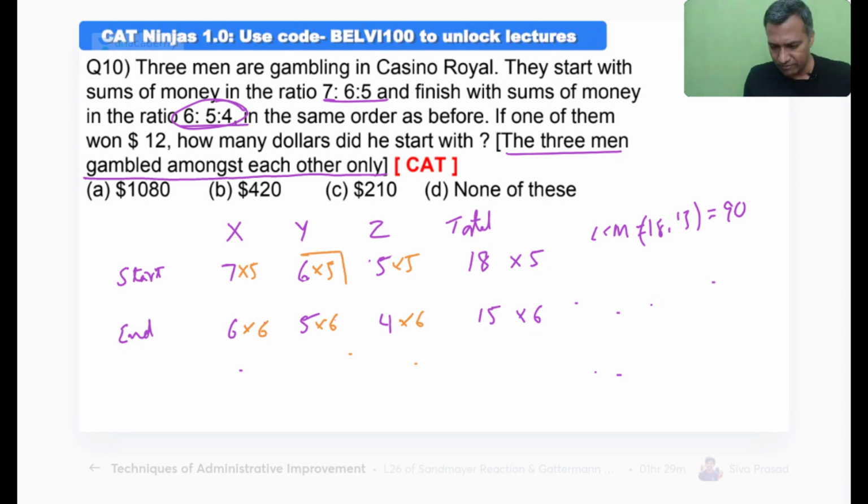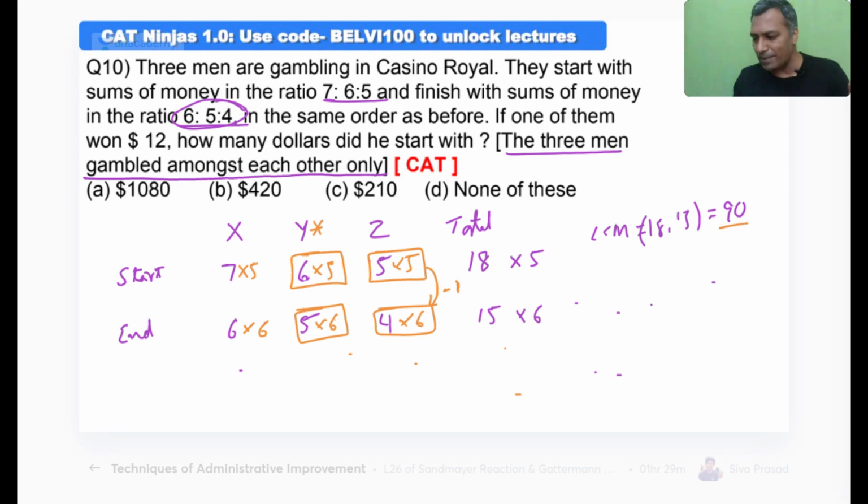Now look at this here. 5 into 6 is 30, which means Y did not gain anything in this particular transaction. Fair enough. Now look at this. 5 into 5 is 25. 4 into 6 is 24. He lost 1 rupee in the transaction.